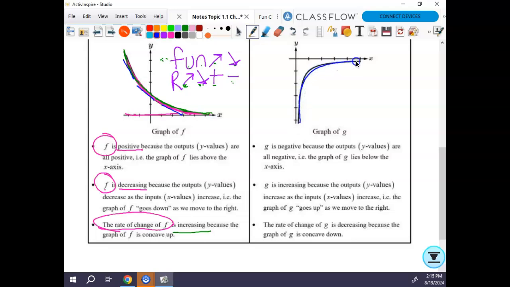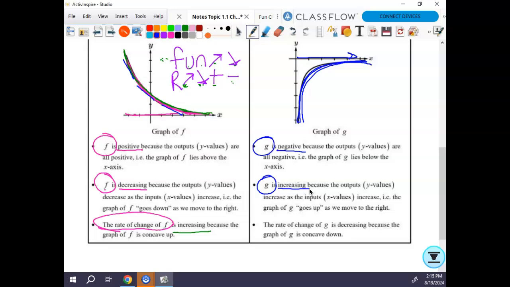Okay, so let's look at G. As x goes from left to right, all of my y values are below the x-axis. That's what makes the function negative, the function itself. And as x goes from left to right, the y values are getting bigger and bigger and bigger. That's what makes the function increasing. Everybody okay with that?